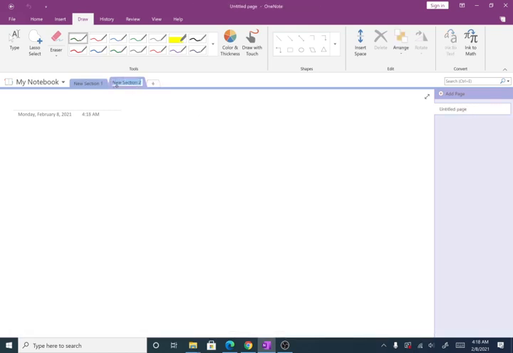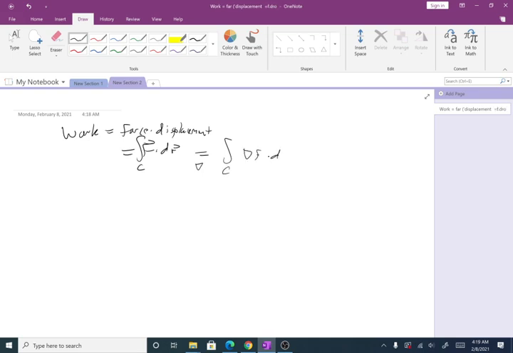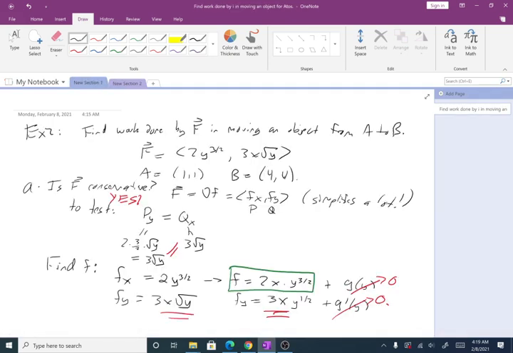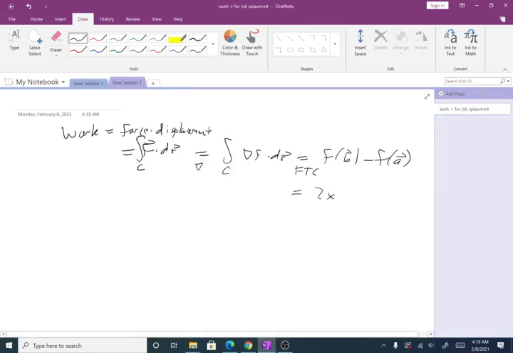So now to get that work, remember this is force times displacement. So in other words, F dot dr along our curve. So now we're going to use the gradient representation because it's conservative. And now we'll apply the fundamental theorem of line integrals. And so what we got for f was 2x y to the 3 halves from A to B.